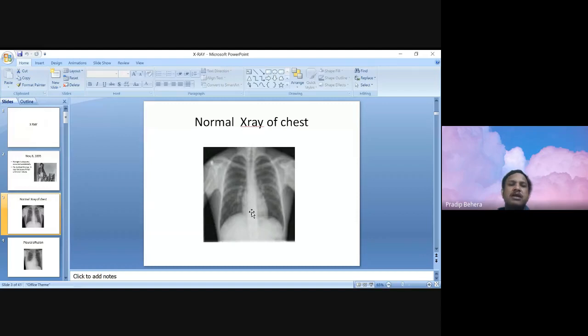So if the cardiothoracic ratio becomes more than 0.5, that means 11 by 20, if it is more than 0.5, then we say it is cardiomegaly.